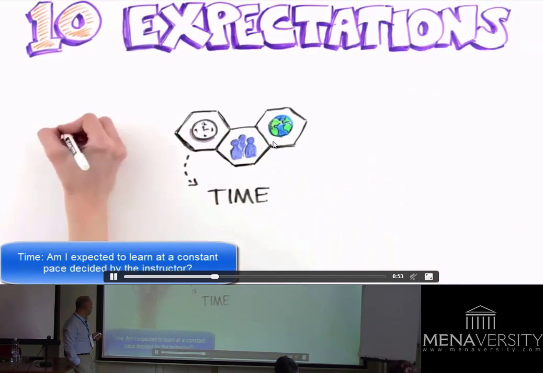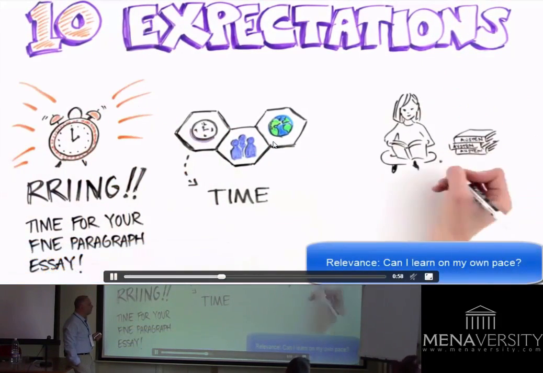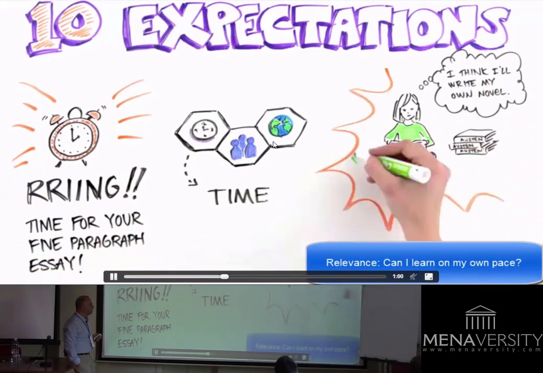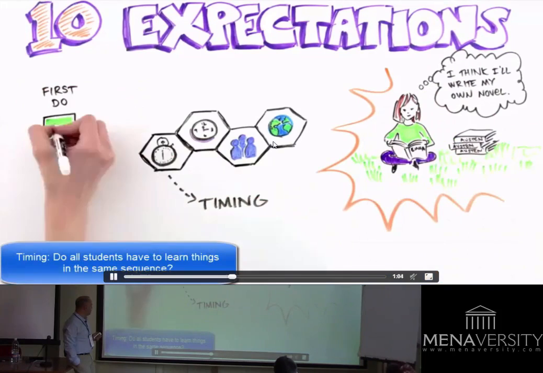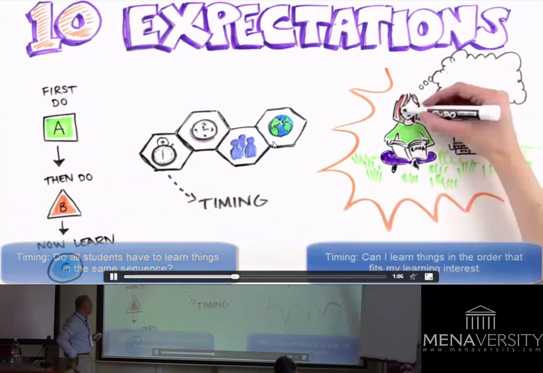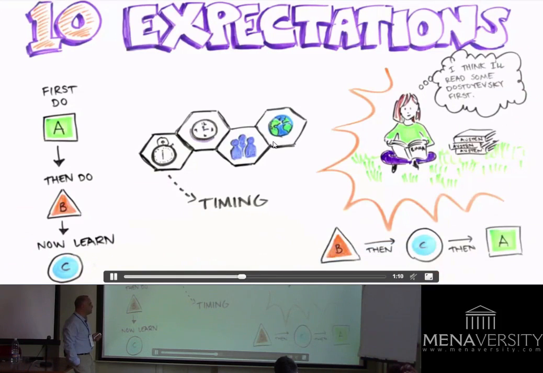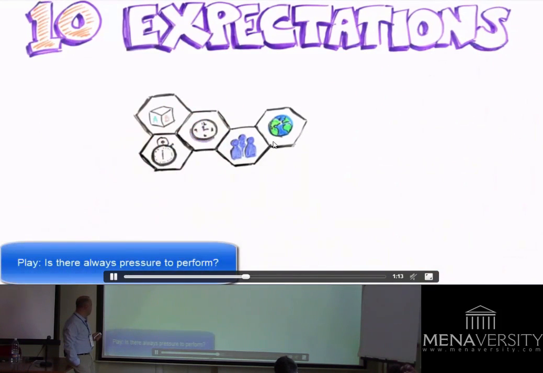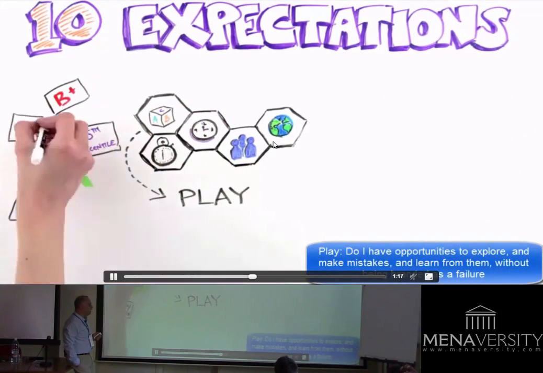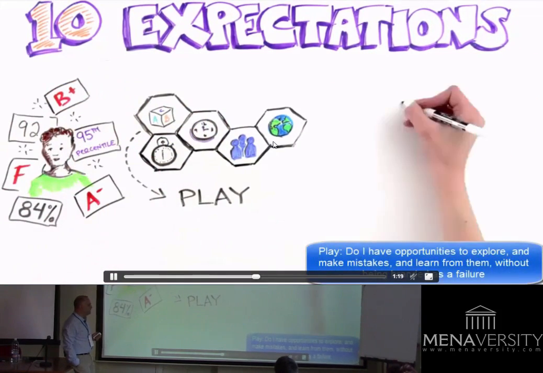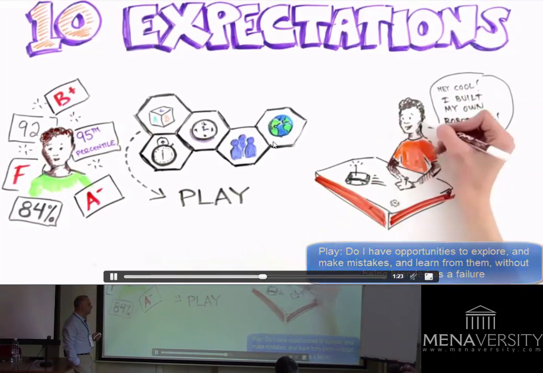Time. Am I expected to learn at a constant pace that is decided by the instructor? Or can I learn at my own pace? Timing. Do all students have to learn things in exactly the same way? Or can I learn things in the order that actually fits my learning interests? Play. Is there always pressure to perform? Or do I have the opportunities to explore and make mistakes and learn from my mistakes without really being framed as a failure?